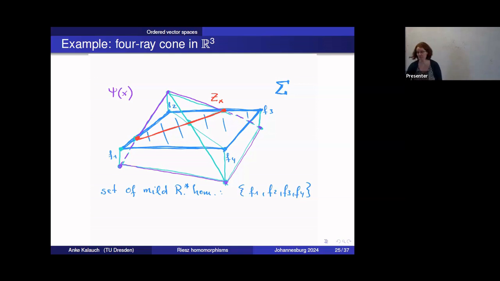So in this example of the Fourier cone, you end up that the Riesz homomorphisms, the mild Riesz homomorphism, and the Riesz homomorphism coincide, all the same. So this is one type of examples.